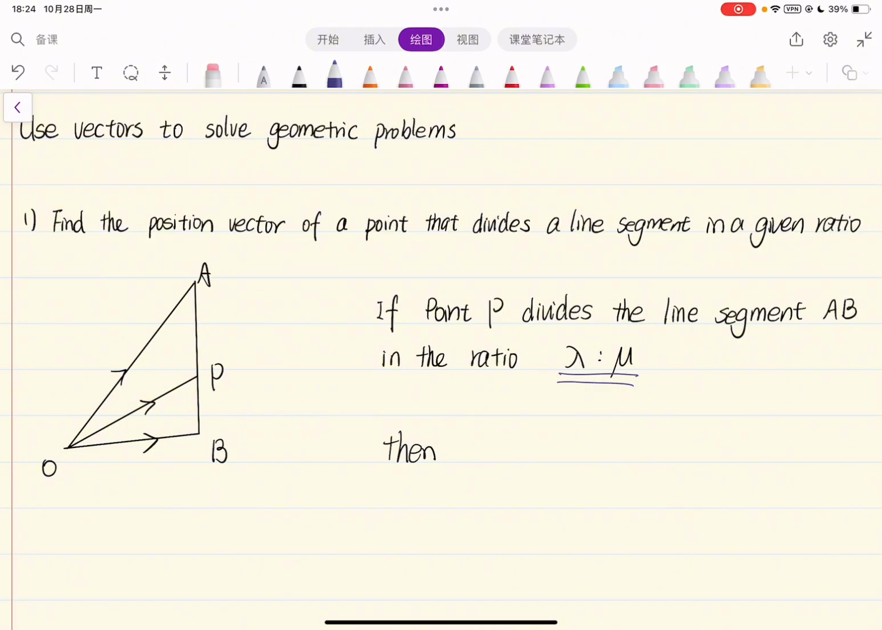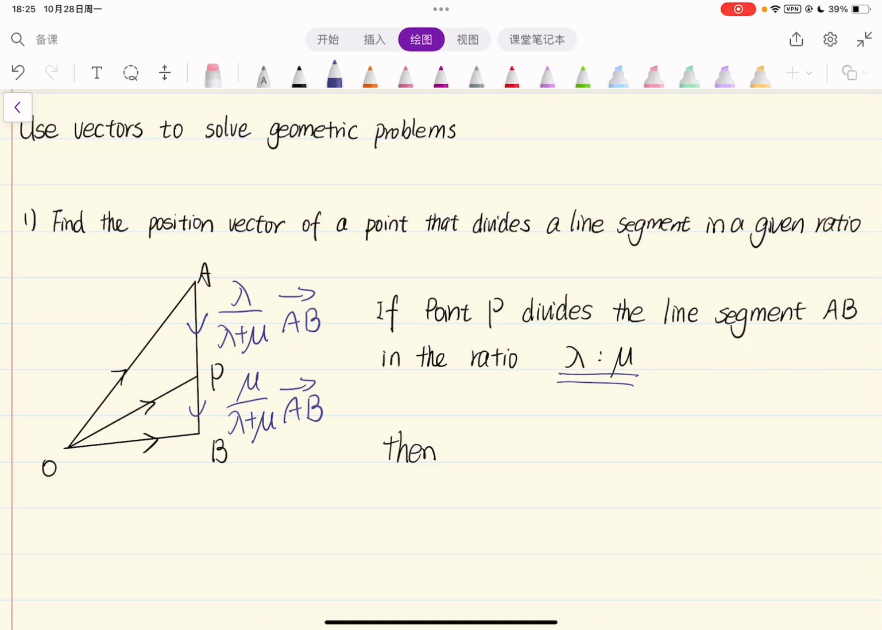So we can express the vector AP and the vector PB. The vector AP equals lambda over lambda plus mu times the vector AB. For the vector PB, that equals mu over lambda plus mu times the vector AB.